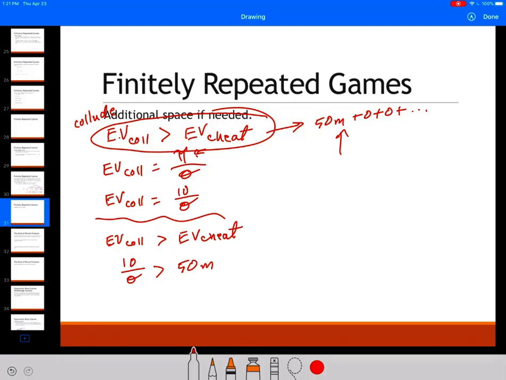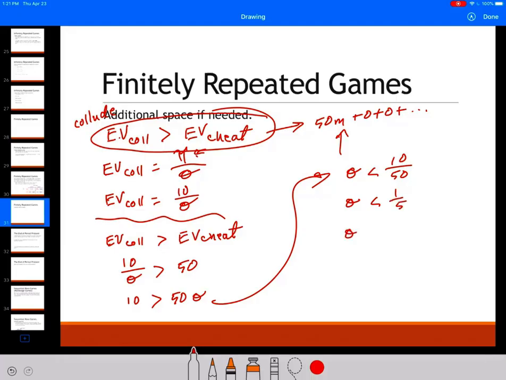These are both in millions, so we don't need that there. Multiply now by theta: 10 is greater than 50 theta. Now let's divide by 50. That means theta is less than 10 over 50, which means theta is less than 1/5, or a probability of 20%. Theta less than 20%, right? 1/5 is equal to 0.2.